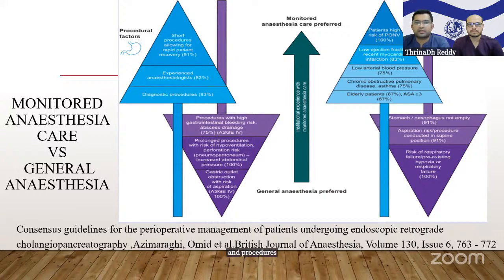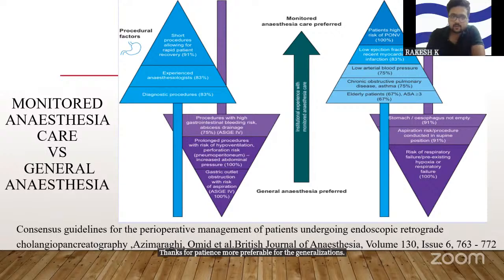Procedures with high gastrointestinal bleeding risk and draining of abscesses, prolonged procedures with risk of hypoventilation, perforation risk such as pneumoperitoneum, increased abdominal pressure, gastric outlet obstruction, and patient factors with full stomach, aspiration risk, and hemodynamic compromise are more preferable for general anesthesia. Okay. Good. I'll ask a few more MCQs related to this.